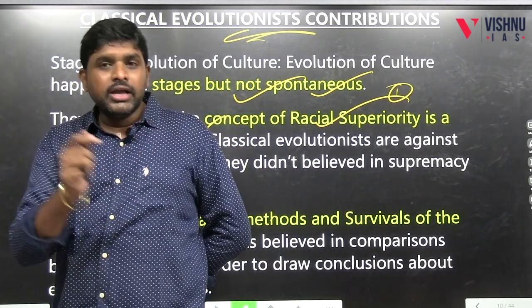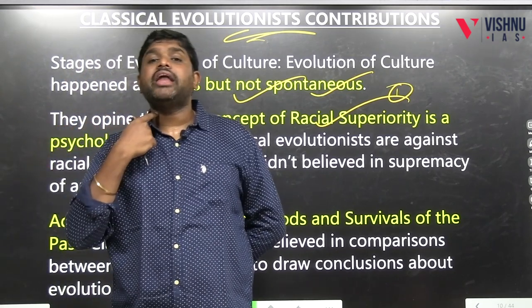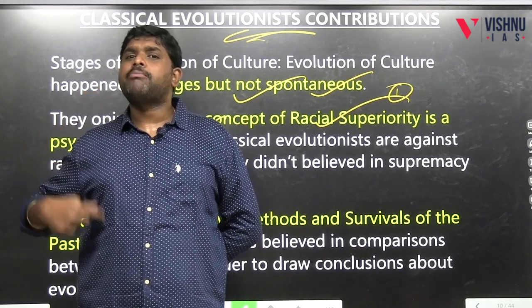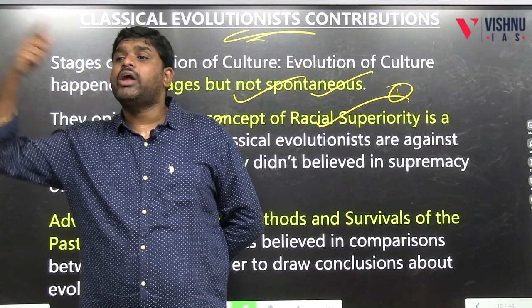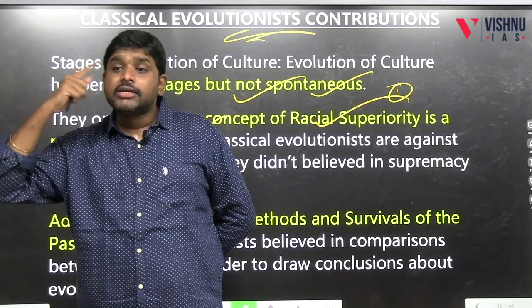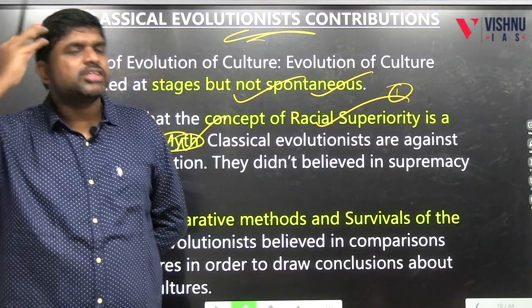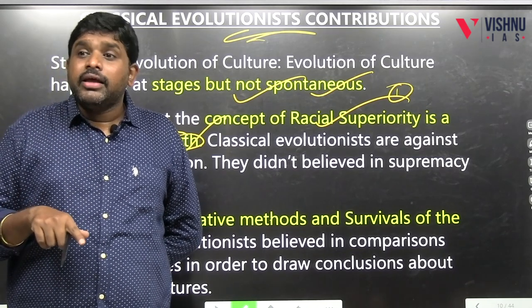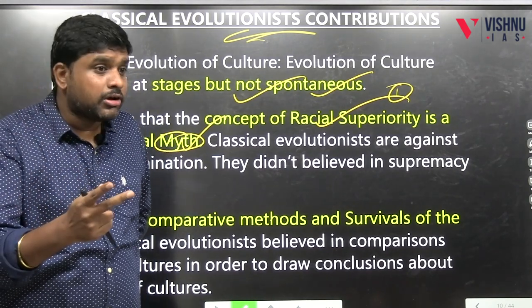So second common thing is what? Classical evolutionists believe that racial superiority is a psychological myth. So they told that every man is born equal. Every man has same biology. The colors are different based upon their biology, based upon their genetics and environment. So just because of their color, you cannot tell that one race is superior, other race is inferior. So the feeling of racial superiority is a psychological myth. Myth means what? Maya. False. A psychological false. You are just feeling in your mind that you are superior, but you are not superior. So they being the white man, they believed themselves that they are not superior. So they told racial superiority is a psychological myth.